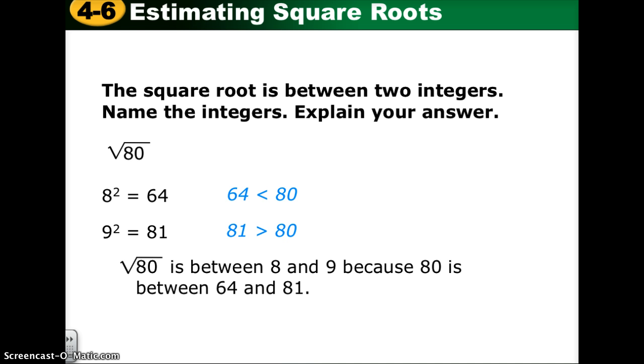So we know that 80 is between 8 and 9, and if we think a little bit more carefully, because 80 is so close to 81, our value is going to be closer to 9 than it is to 8. So we're not looking for anything exact.